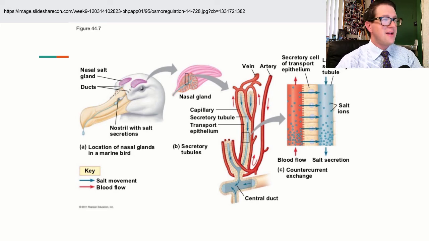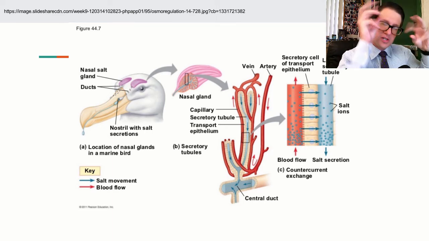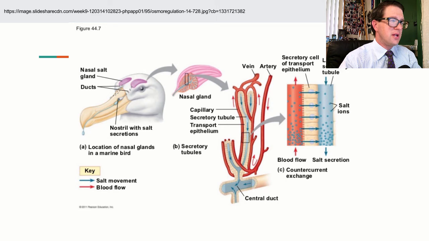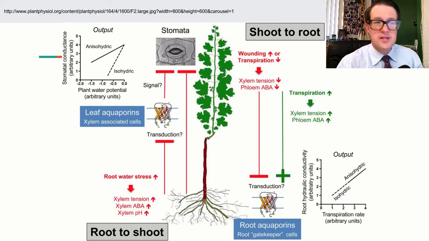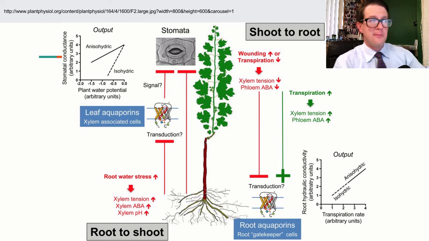They actually have glands that secrete salt, which is why if you look at seabirds' beaks, they have white crusts all over it, and that's because they're secreting salt. It's because they need to maintain their osmotic balance, their water balance. Trees will do the exact same thing, just with them it looks a little bit more complicated.